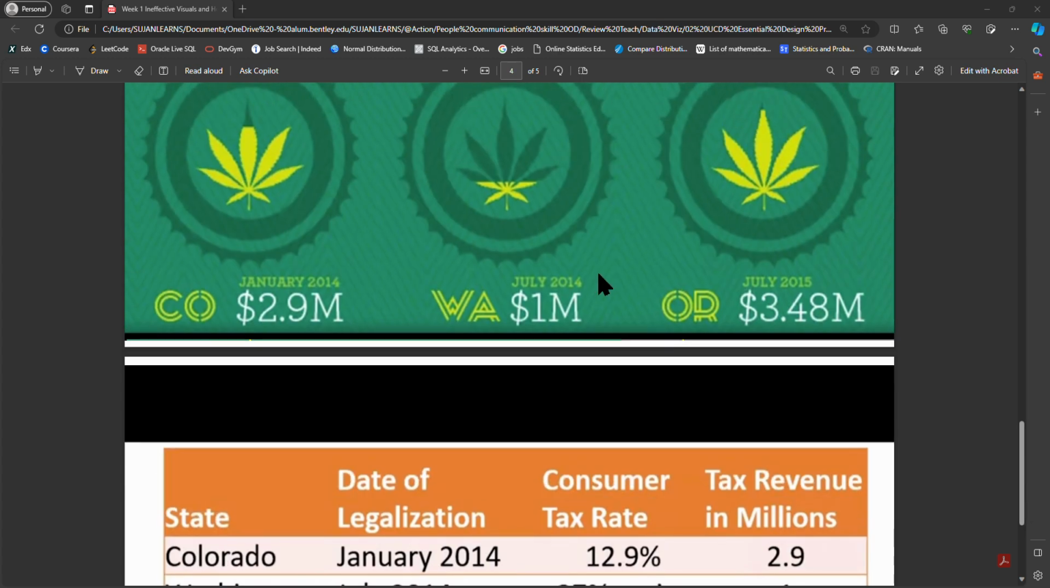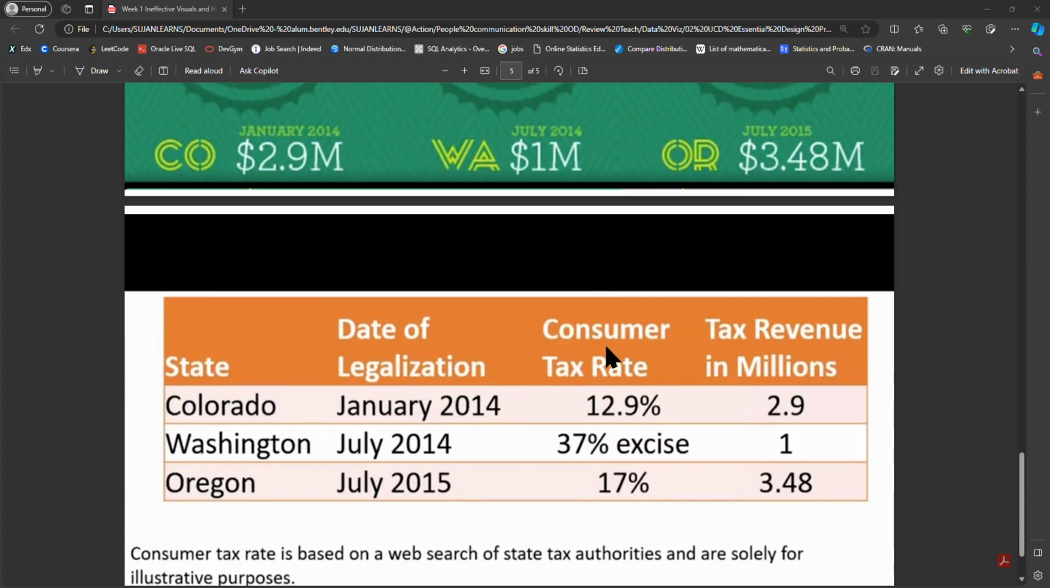If you see, I have added one more column called consumer tax rate that helps us to contextualize the tax revenue that has been raised because of differences in taxes. And if it was done in a bar graph, I wouldn't be able to put this information in a clear way for each of the states.